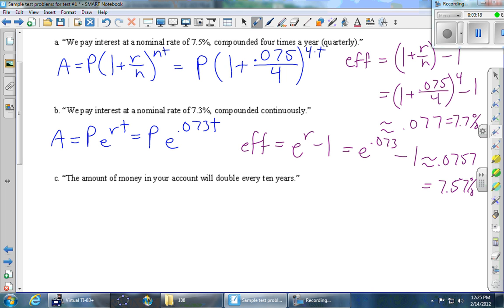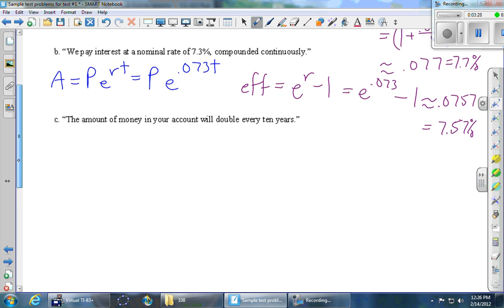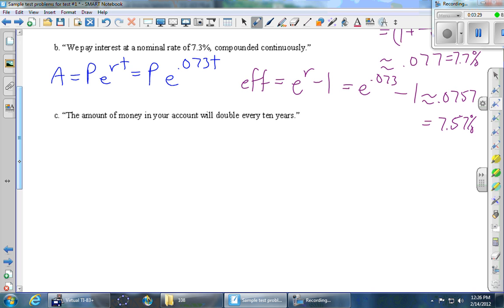C, the amount of money in your account will double every 10 years. This one requires some more work. There is a kind of a straight doubling formula you're welcome to use. I'll put it here, but it's not necessarily something you need to use. So here's the straight doubling formula. You take the principal, you multiply it by 2 because we are doubling, and then you take t and you divide it by the number of years it takes to double. P times 2^(t/10).